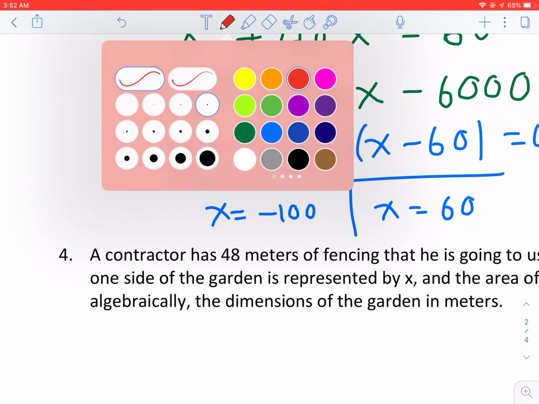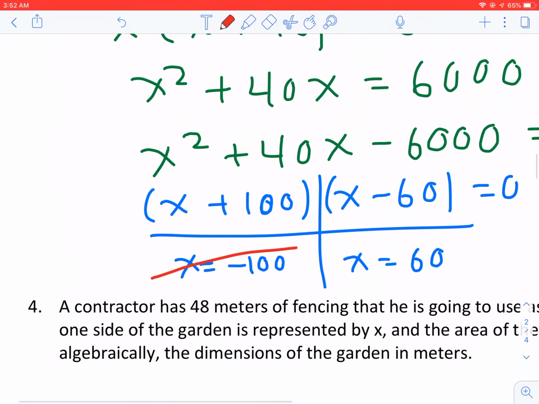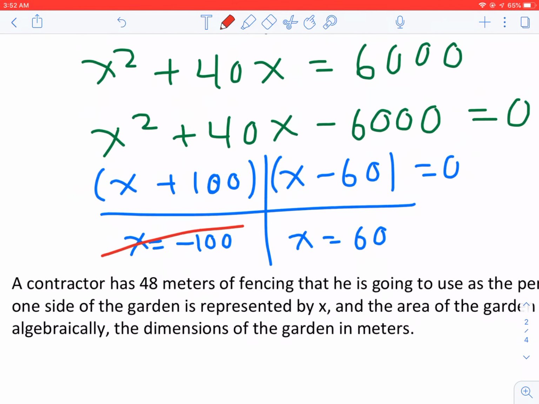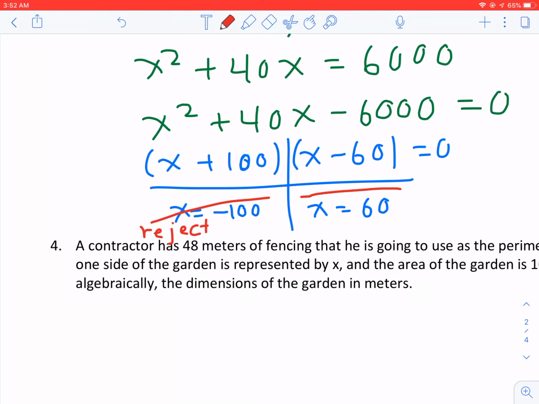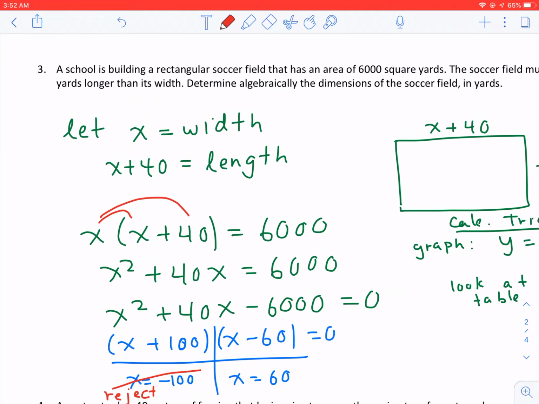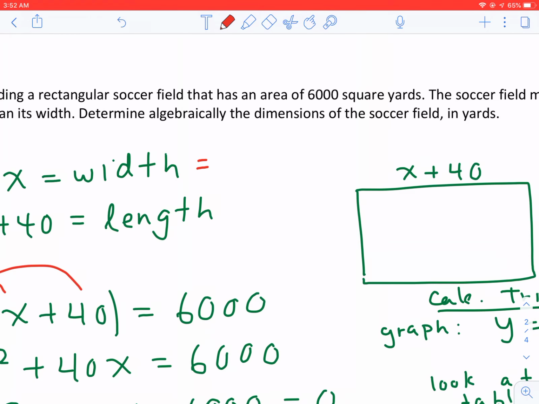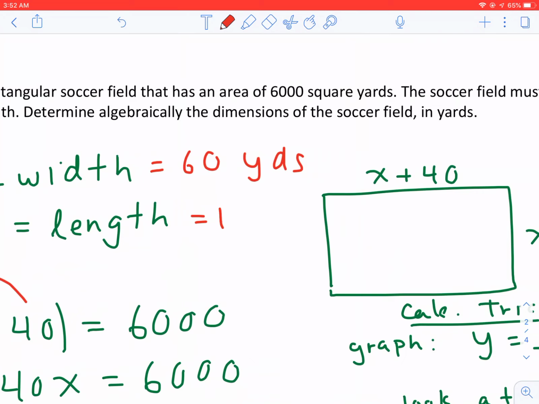Right, we're not going to have a negative, what was x? We're not going to have a negative width, so we're going to reject the negative answer, which means our width is 60. But that's not the final answer. It asks for the dimensions. So our width is equal to 60 yards. And our length is 60 plus 40, or 1,000 yards.